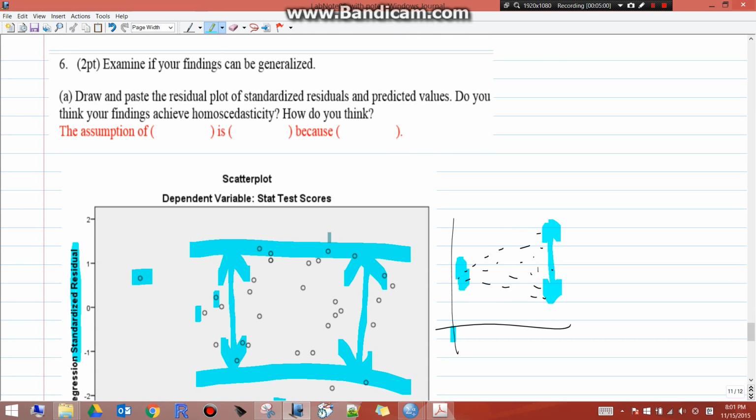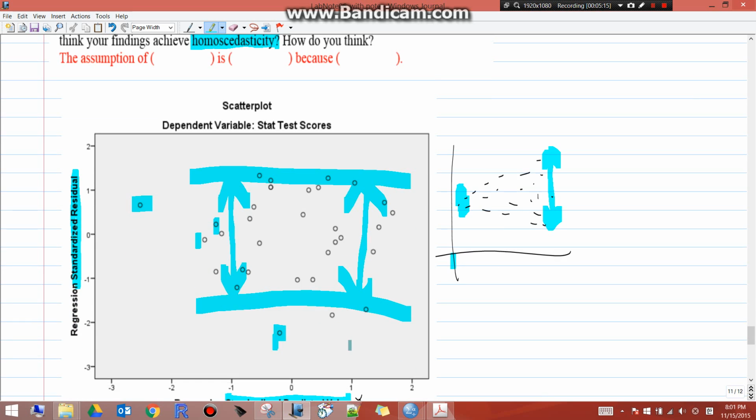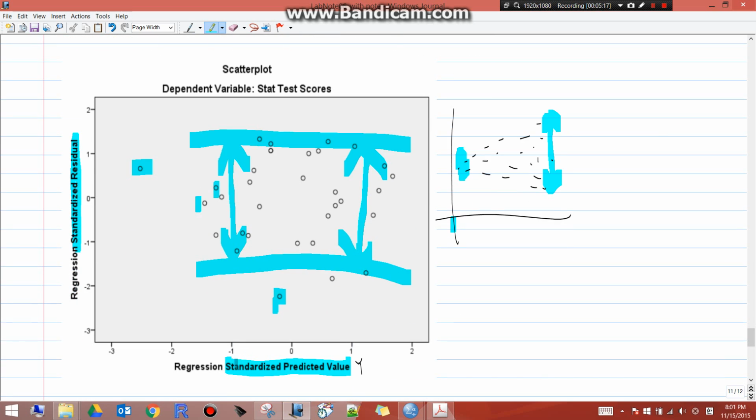So the assumption of what? Assumption of homoscedasticity is achieved because the variance in error, the variance in standardized residuals, is constant across the standardized predicted value of Y.